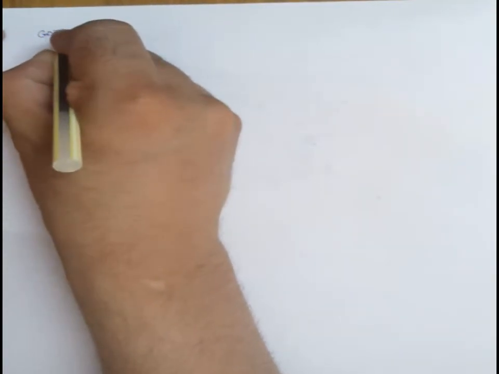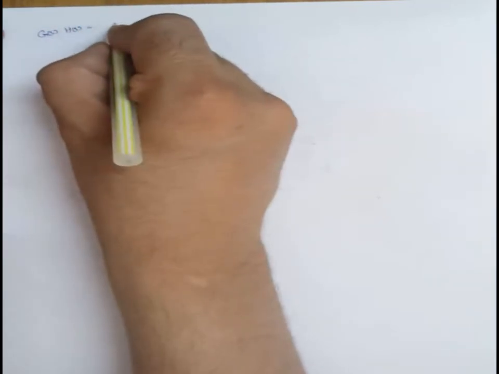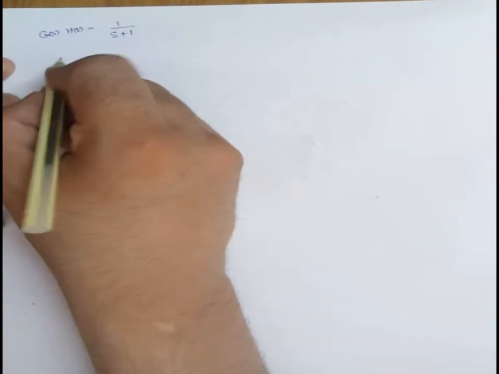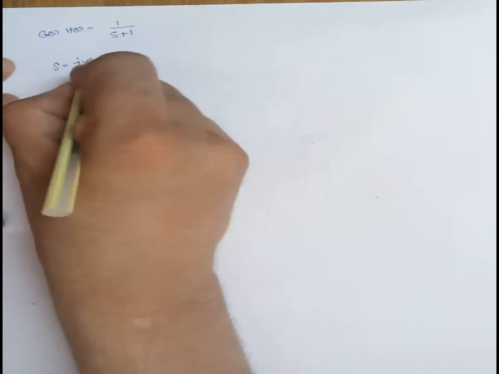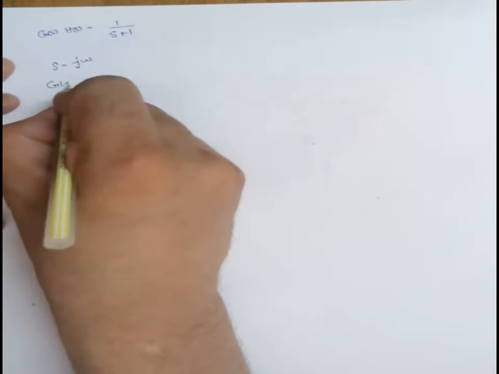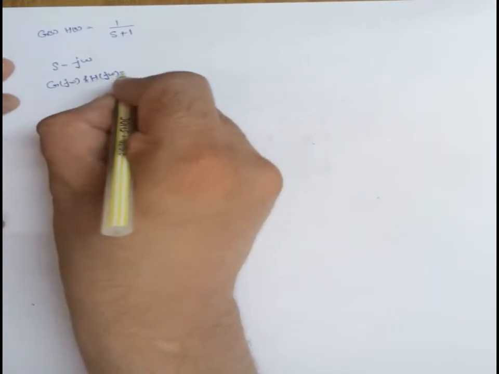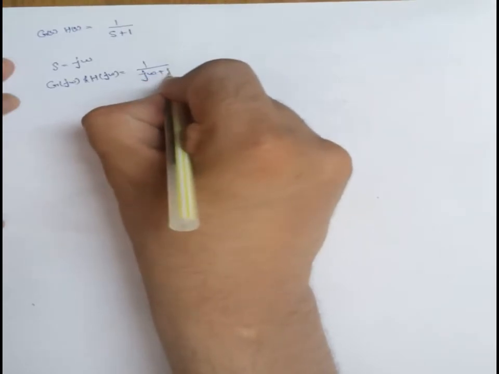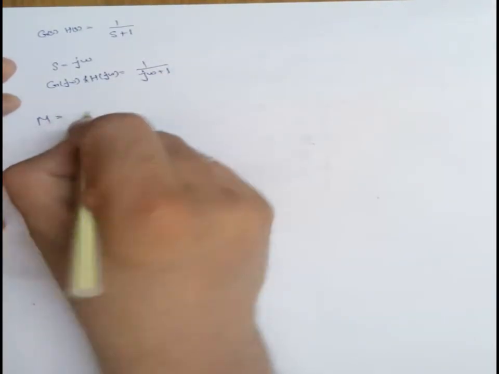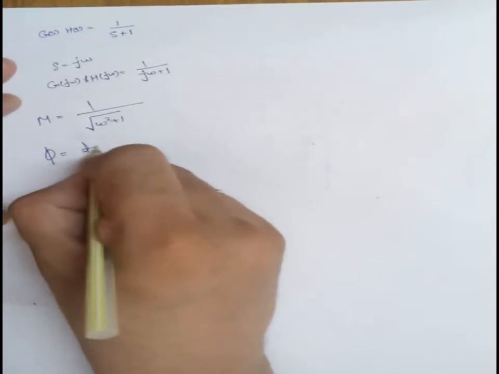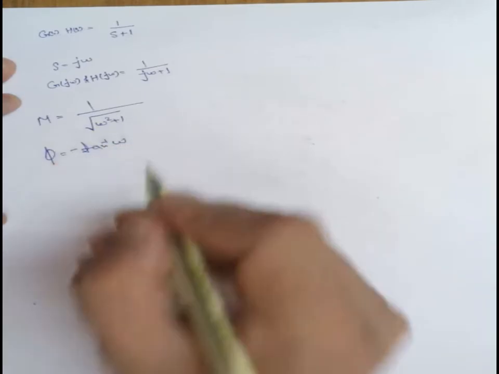Consider some more examples like G(s)H(s) is equal to 1 upon s. I have to draw the Nyquist plot for this system. For this, first I have to draw the polar plot. I put s is equal to j omega. When I put s is equal to j omega, my G(j omega) H(j omega) is equal to 1 upon j omega plus 1, and from here my magnitude is 1 upon square root of omega square plus 1, and my phase is minus tan inverse omega.